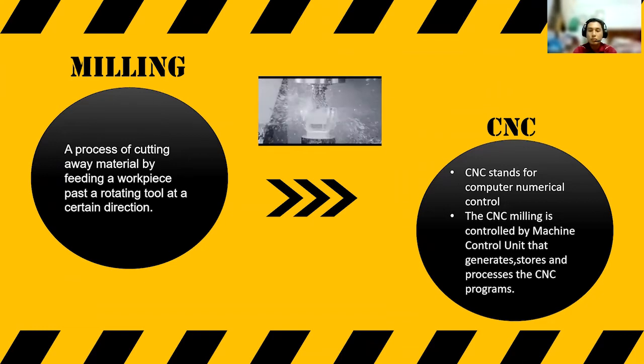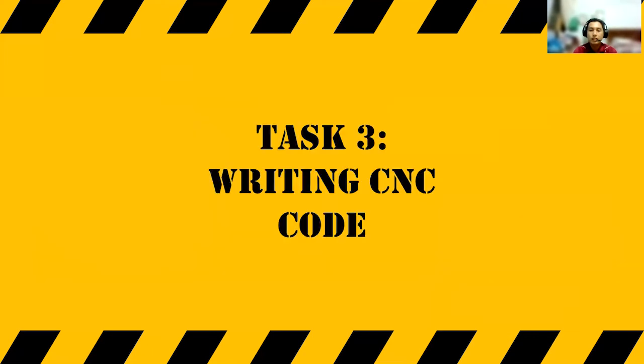CNC stands for computer numerical control, whereas the CNC milling is controlled by a machine control unit that generates, stores, and processes the CNC programs. The machine control unit drives the milling tool and begins to cut the workpiece. And as for task 3, it will be continued by Aiman.